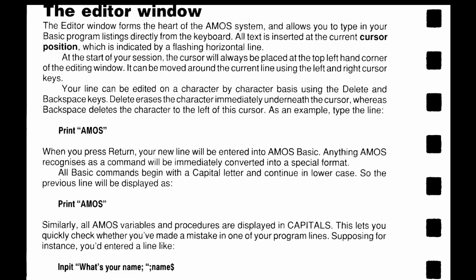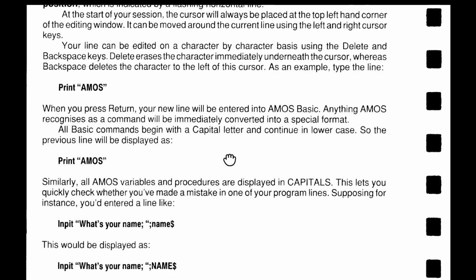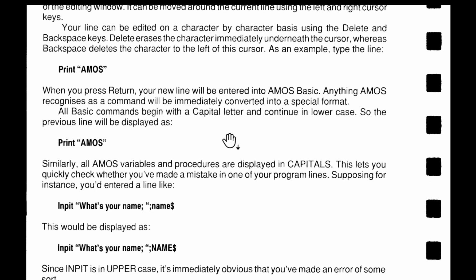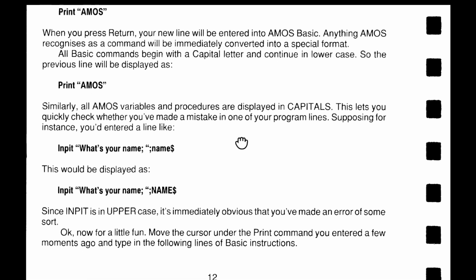At the start of your session, the cursor will always be placed at the top left-hand corner of the editing window. It can be moved around the current line using the left and right cursor keys. Your line can be edited on a character-by-character basis using the delete and backspace keys. Delete erases the character immediately underneath the cursor, whereas backspace deletes the character to the left of this cursor. As an example, type the line Print AMOS.